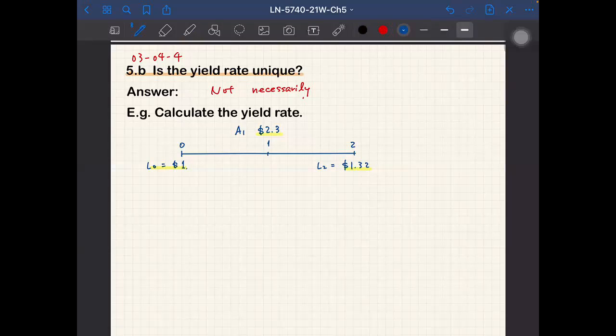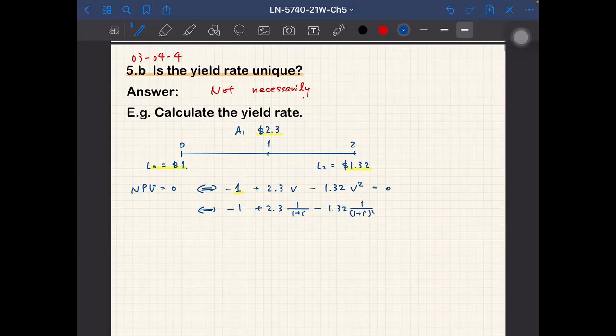To get the internal rate of return, basically we have to solve NPV equal to 0. NPV is a function of i. So if we calculate NPV, at first the $1, because the outflow is 1, we have a negative sign here. And then the asset is 2.3, so positive 2.3 times v, and negative 1.32 times v squared is equal to 0. And you can see that v is equal to 1 over 1 plus i. So we can write this equation as this.